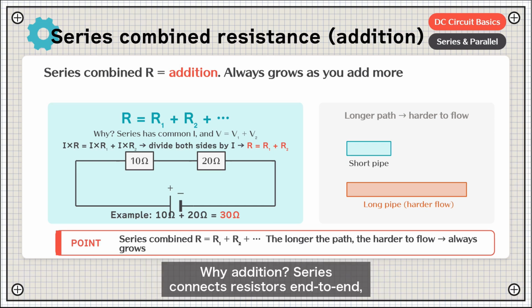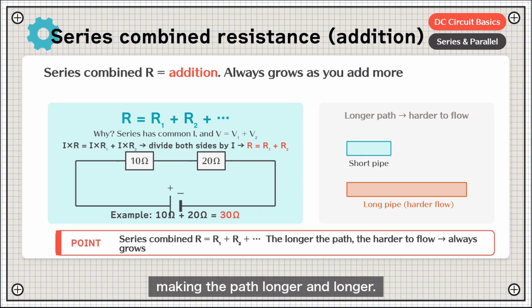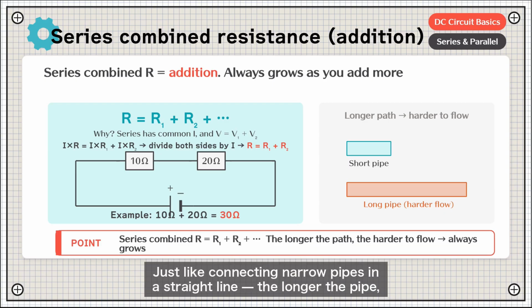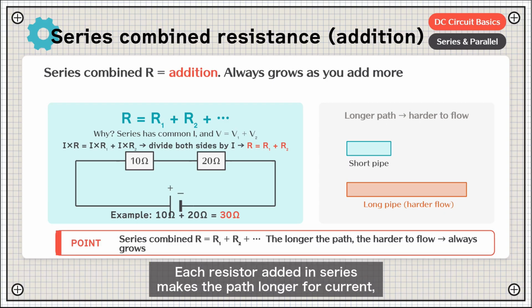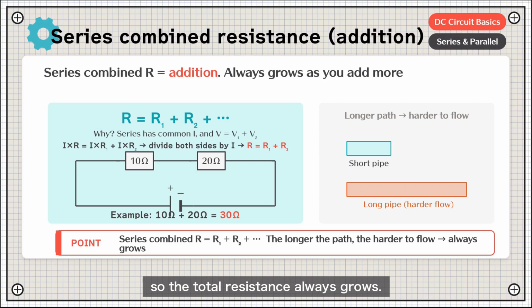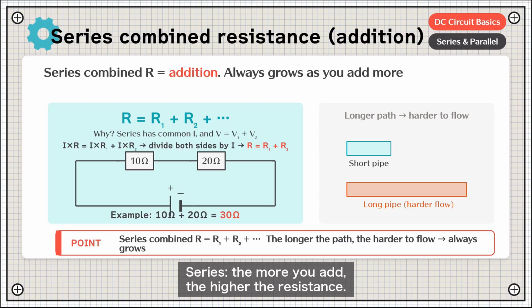Why addition? Series connects resistors end to end, making the path longer and longer. Just like connecting narrow pipes in a straight line, the longer the pipe, the harder it is for water to flow. Each resistor added in series makes the path longer for current, so the total resistance always grows. Series, the more you add, the higher the resistance.